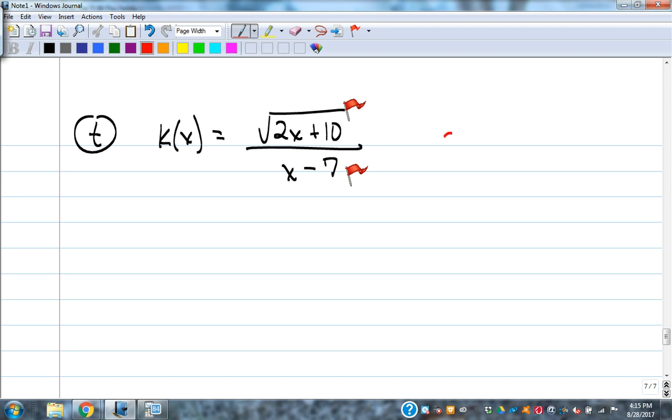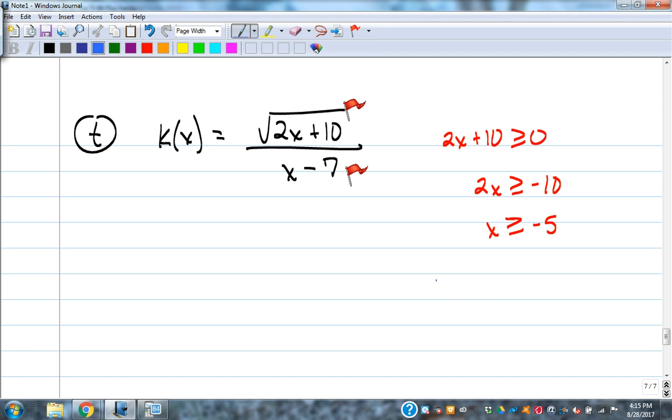Square root. I always like to do the inequalities first, just because they're different. So we need that top part to be greater than or equal to 0. So we just set that up, 2x plus 10 greater than or equal to 0. Solve that. So that'd be 2x greater than or equal to negative 10. x is greater than or equal to negative 5. Okay. So we got that going on. That's taking care of the numerator.